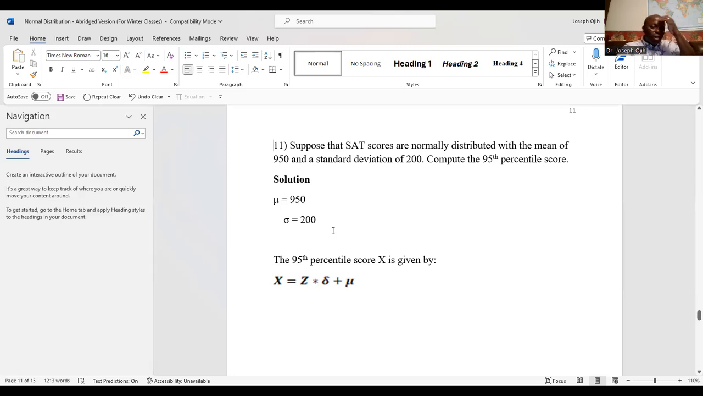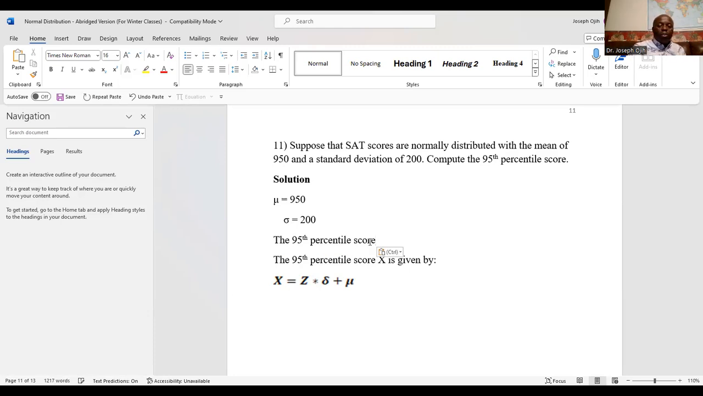We are given that the mean is 950 and the standard deviation is 80, and we want the 95th percentile score, X. Let me put it this way. The 95th percentile score is the score X such that 95% of all the scores are below it. So whoever has that score performed better than 95% of all the people that took the test.